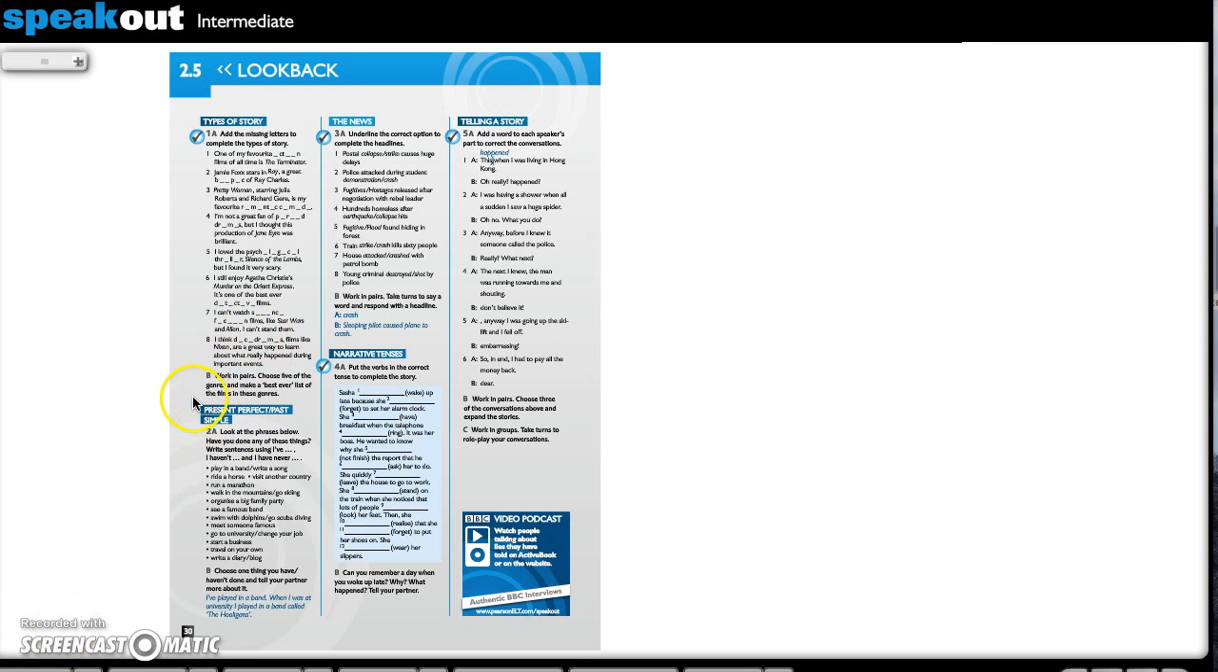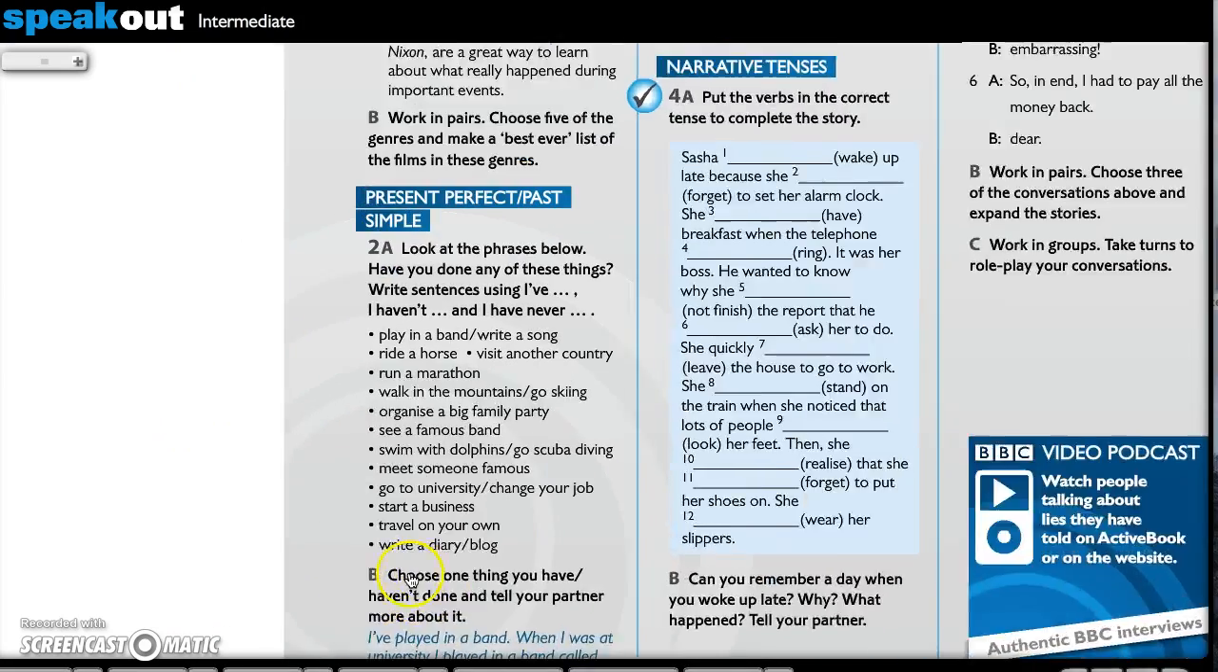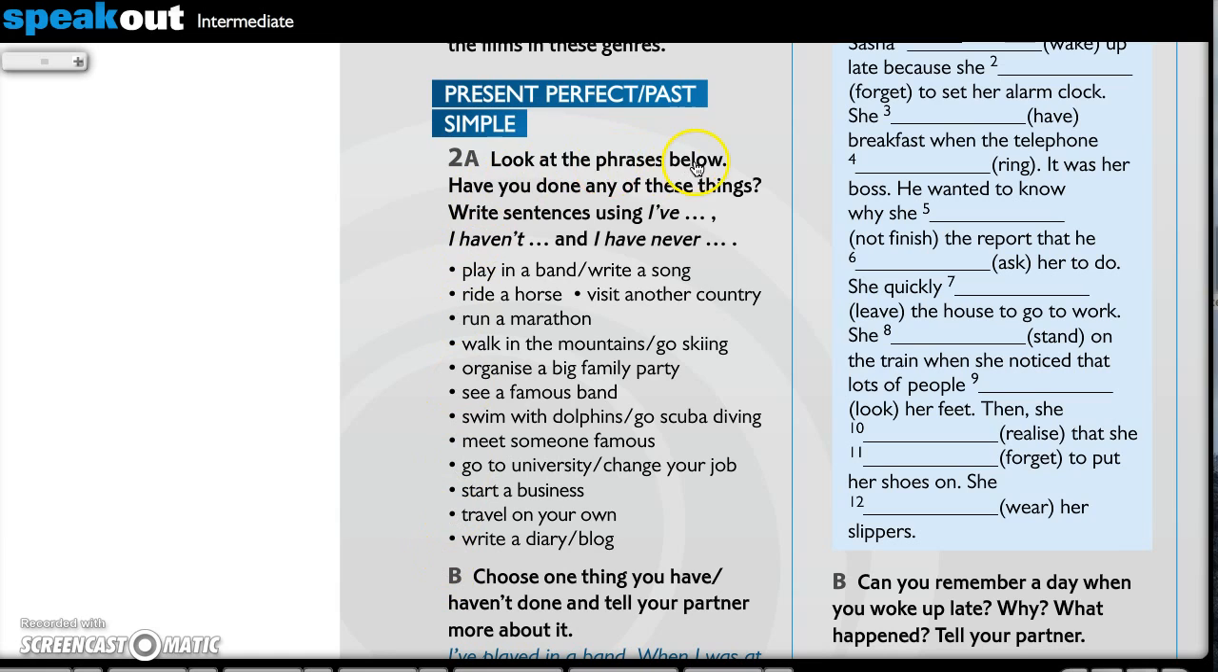The next activity is a review of the difference between the present perfect and the past simple. It says, look at the phrases below. Have you ever done any of these? You could think about sentences like this: I've never played in a band, or I have written several songs on my own. So you're supposed to form them. I'd rather have you do them orally without writing, to see how fast you are at forming the sentences in your head and producing those sentences.